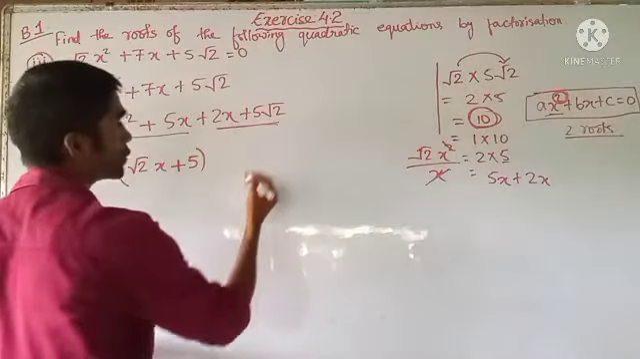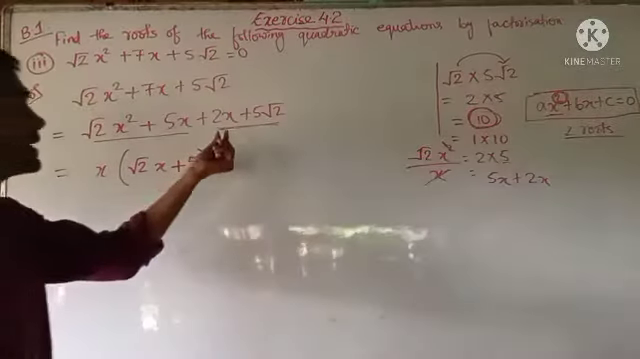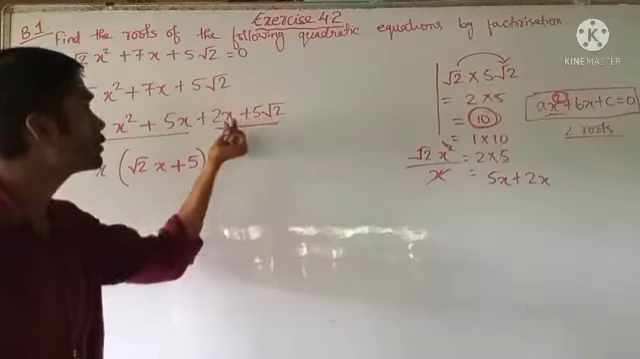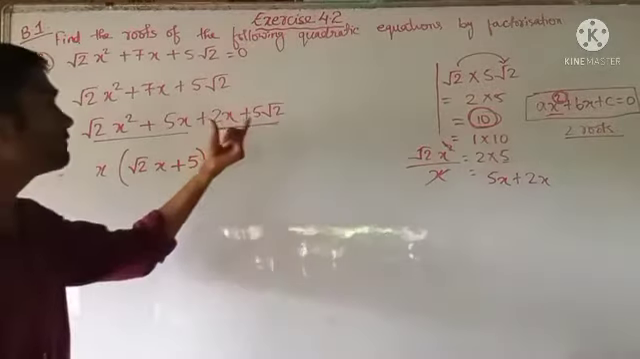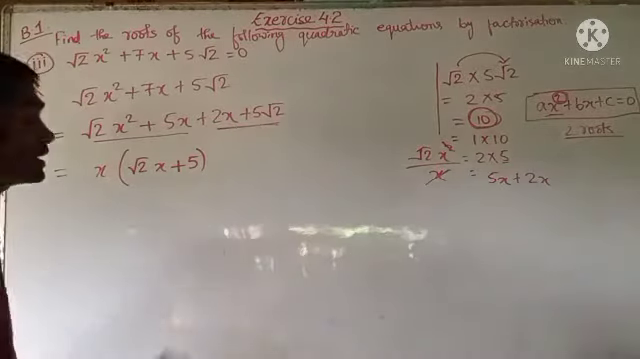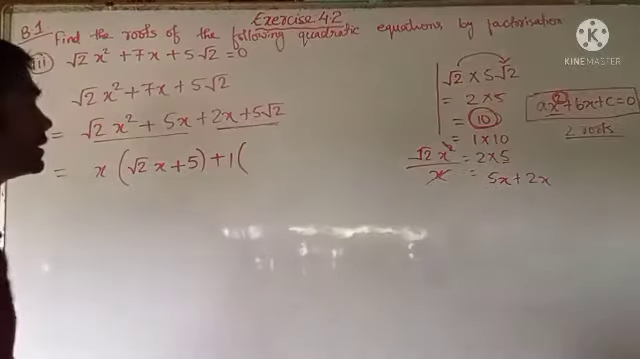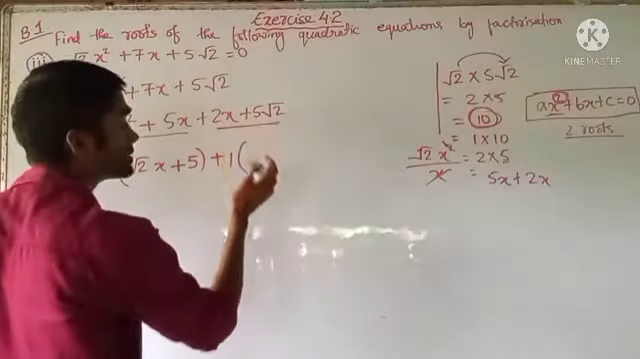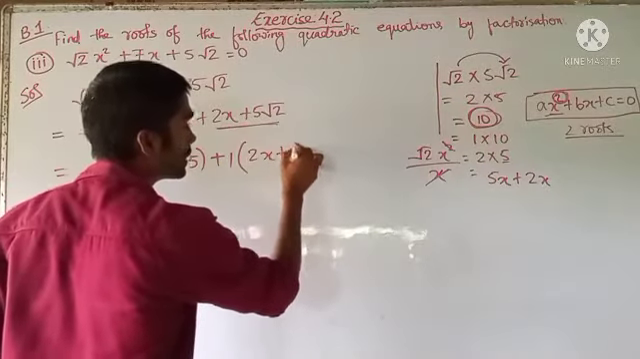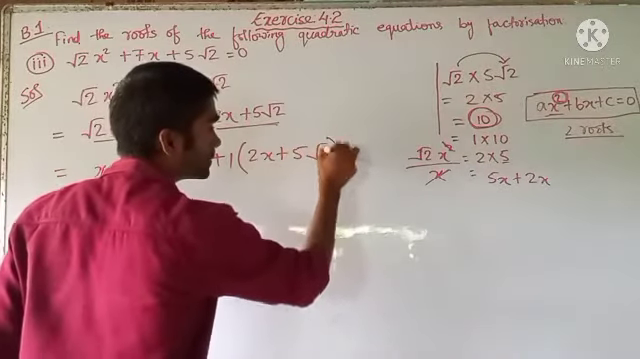Now among these other two terms, what is common? Here we can see that nothing is common. x is also not common, 2 is also not common. So as we have learned, we will take 1 as common if there is nothing common. If we take 1 common from here, we are going to get the same result, that is 2x plus 5 root 2.